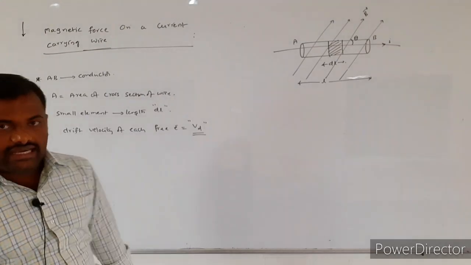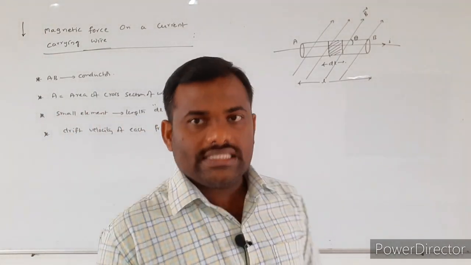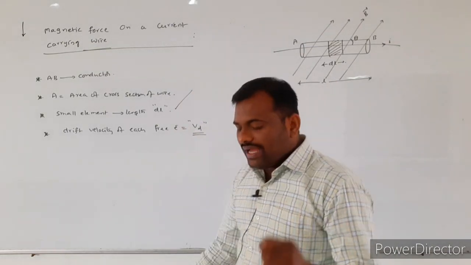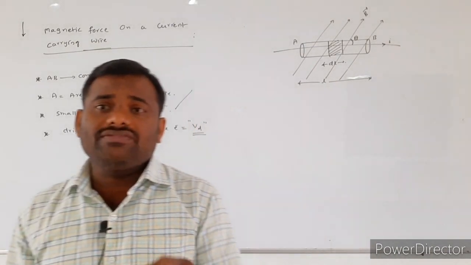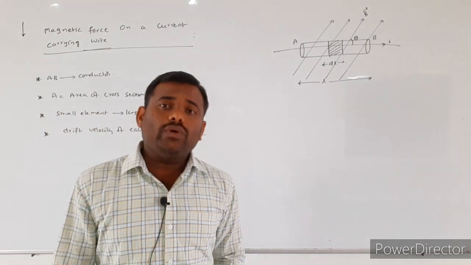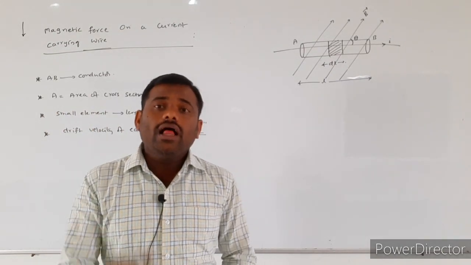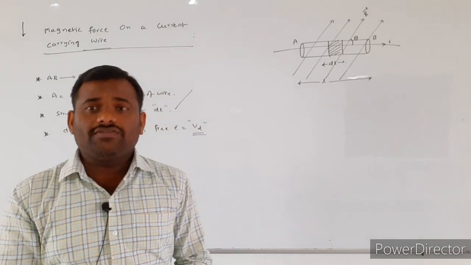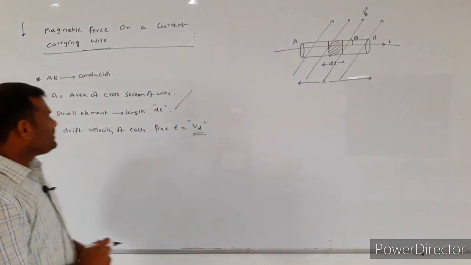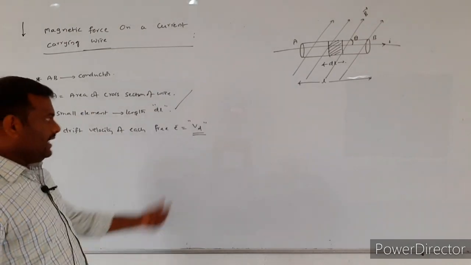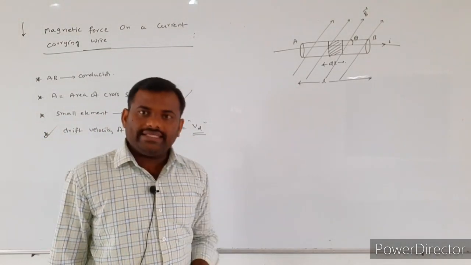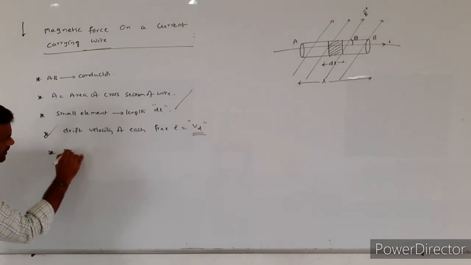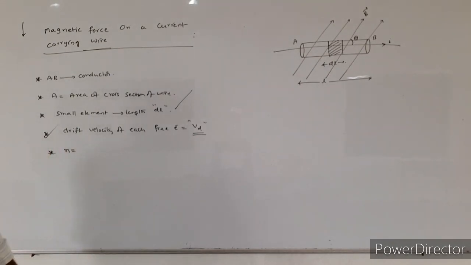So first we consider a small element dl. While the current is flowing through the length of the conductor, all the free electrons will drift opposite to the direction of the flow of the current, and their drift velocity will be represented by V suffix d. Now, I am assuming small n.